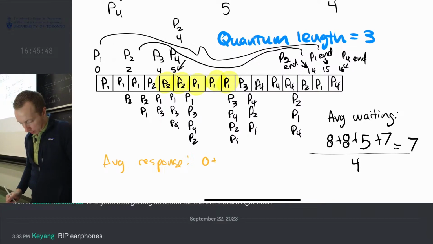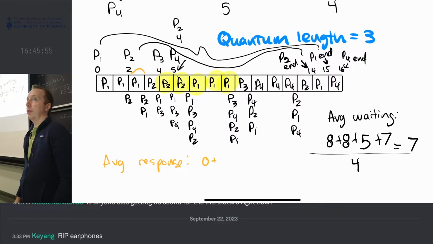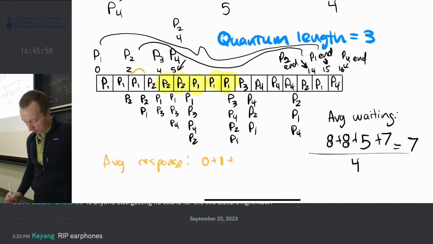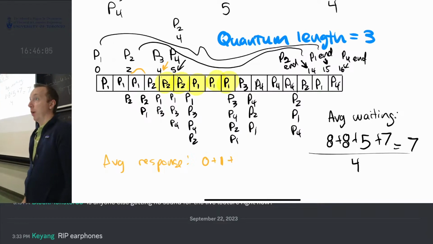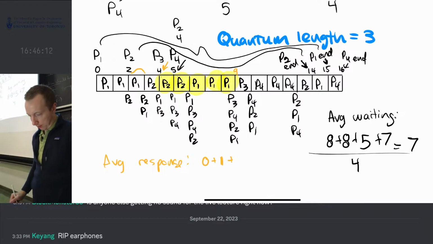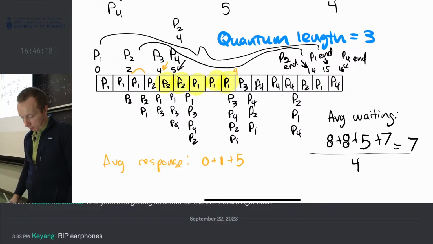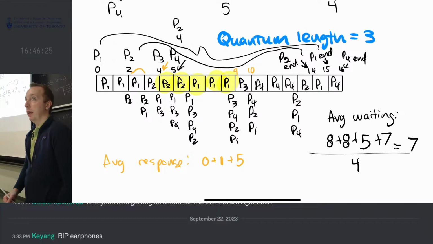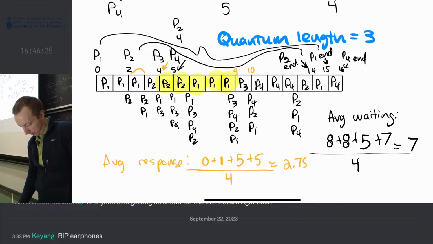So for process 2, its response time was 1 time unit, so it arrived at time 2 and started executing at time 3. So it was waiting around for 1 time unit. For process 3, it arrived at time 4 and didn't start executing till, I believe, 9. So its response time was 5 time units. And then for process 4, it's the same thing. It arrived at time 5 and then didn't start executing until time 10. So its response time was 5. If we add those all up and divide by 4, that should be our average response time, which is 2.75.